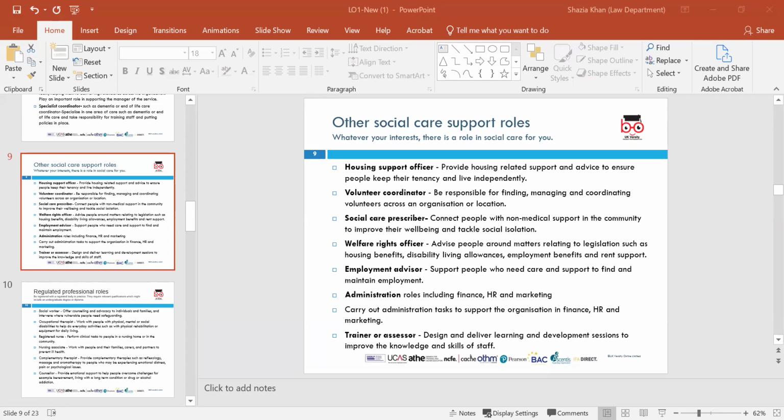Then you have administration roles, which could be things in HR. Administrators are there to support the organisation. And then finally, the trainer and assessor. That is someone who is there to support and design and improve any sort of training a provider delivers to social care employees. What kind of training would they deliver?